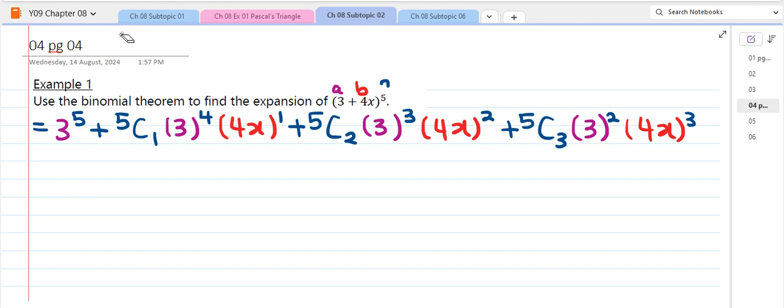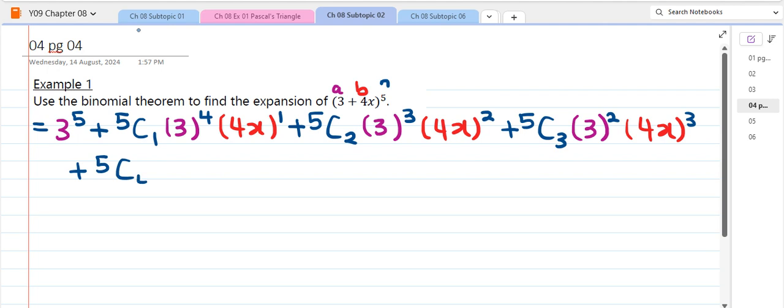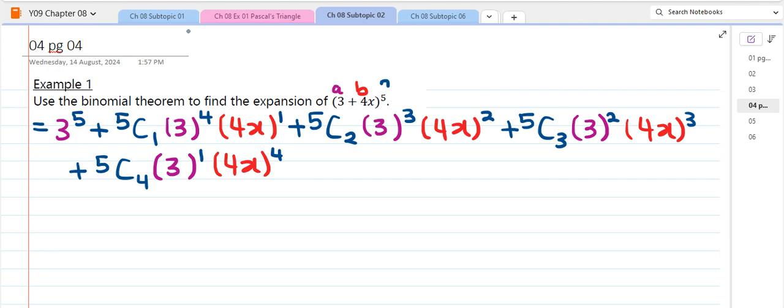So the power of A will decrease and the power of B will increase. Let's move to the next term, 5C4. Here, your A will be to the power of 1, and your B, which is 4x, will be to the power of 4. And last but not least, the final term, 5C5, is a 1, but you don't need to write it down.